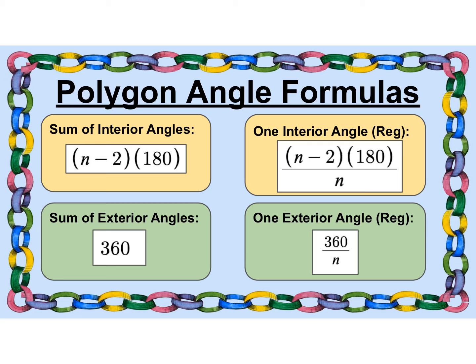So to recap our angle formulas, the total sum of interiors is the number of sides minus 2 times 180. And then if you want one interior angle of a regular polygon, you're going to divide by n. All the exterior angles of a polygon add to 360. And if you want one of a regular polygon, you're going to divide by n.